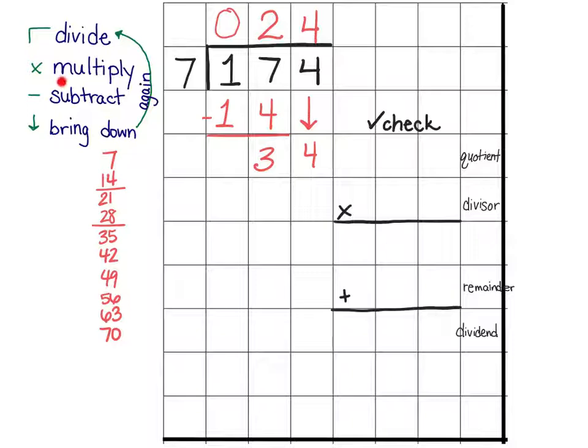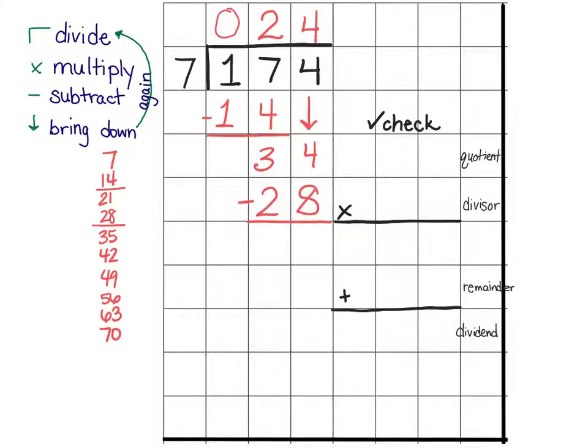After we divide, we need to multiply. 4 times 7 is 28. So we write that underneath. Then after we multiplied, we subtract. 34 minus 28.